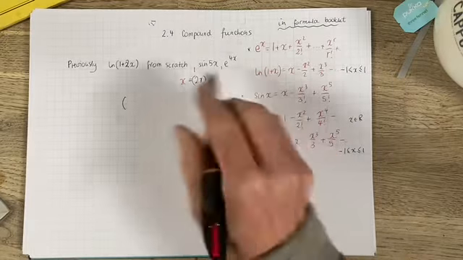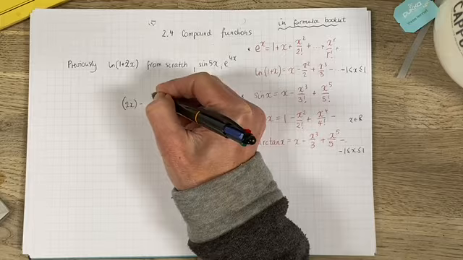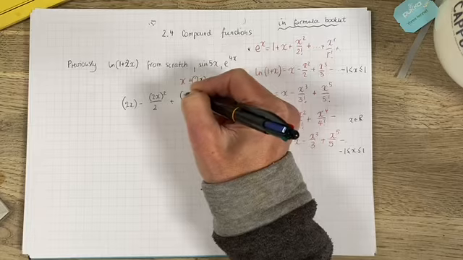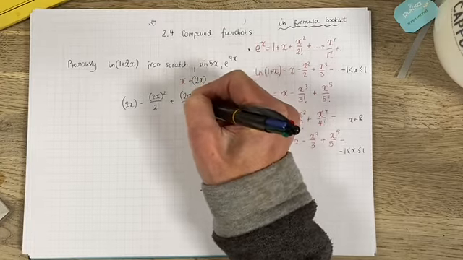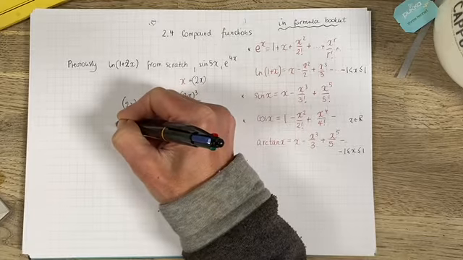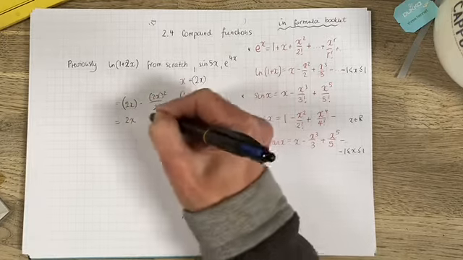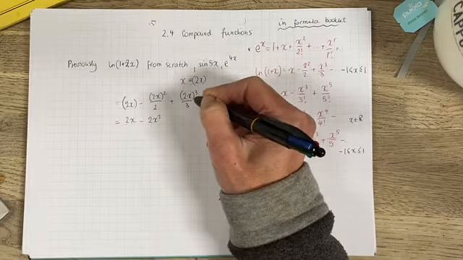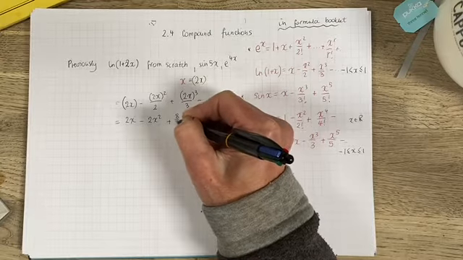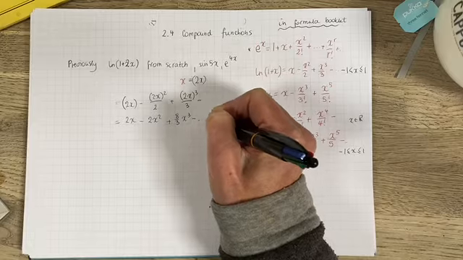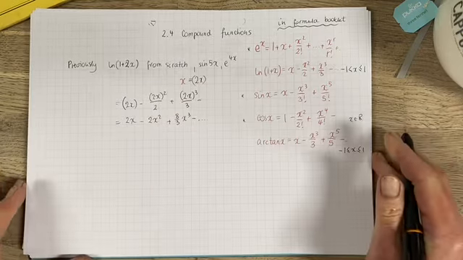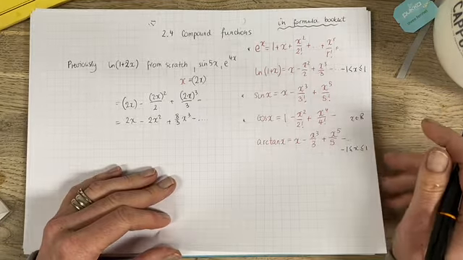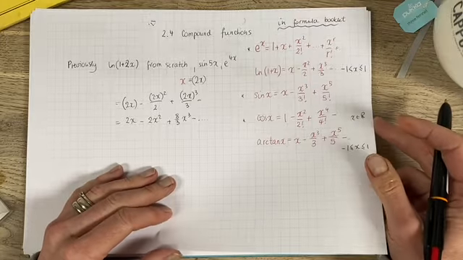So instead of x you would have 2x, instead of x squared, 2x squared over 2, and instead of x cubed you have 2x cubed over 3, which is 2x minus 4 over 2, so it's 2x squared, and 8 over 3 for the cubed term, etc, etc. Okay, so that's the idea behind the next section, trying to look for a shorter way of finding the expansions.